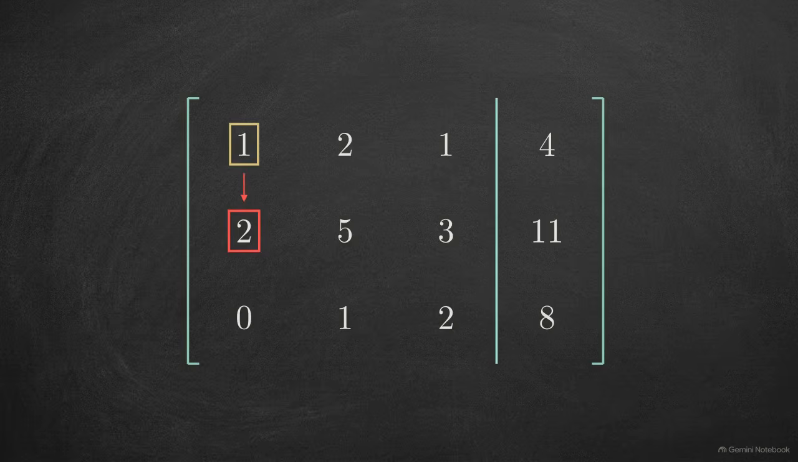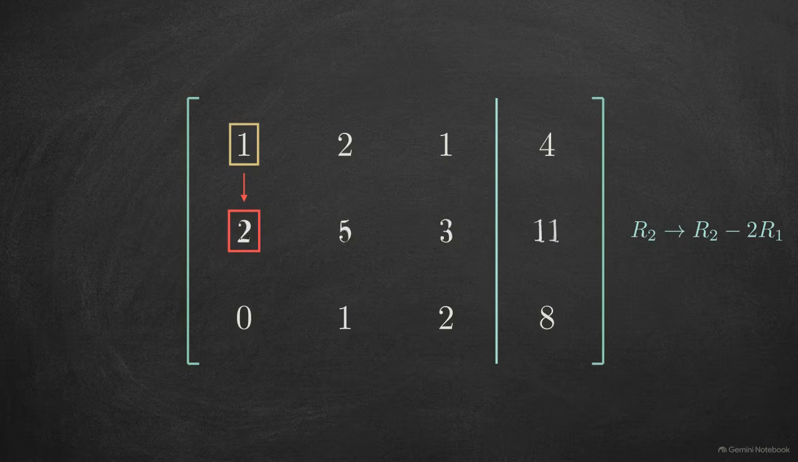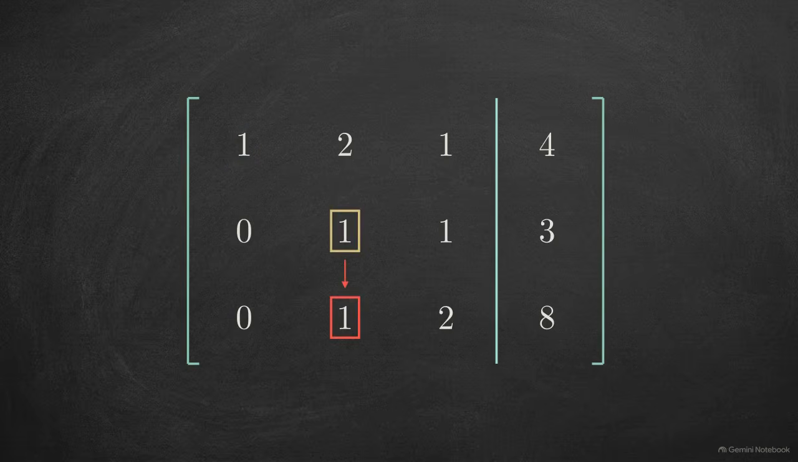We start with the first column. Using the top left number as our pivot, we eliminate the value directly below it. By subtracting 2 times row 1 from row 2, that first position becomes a 0, and the rest of the row updates accordingly. Now it is your turn.